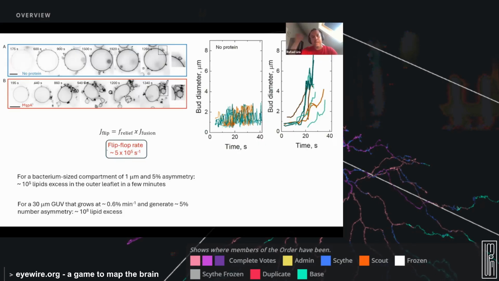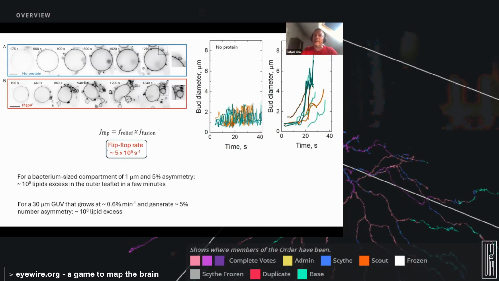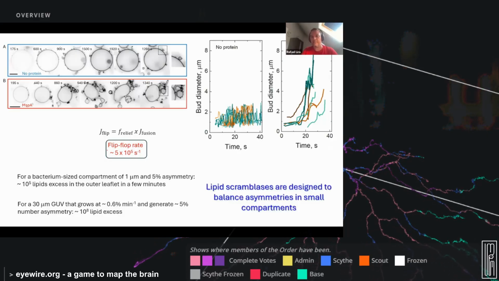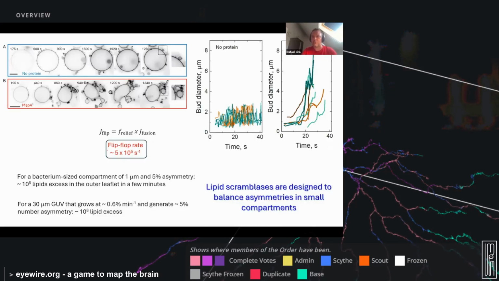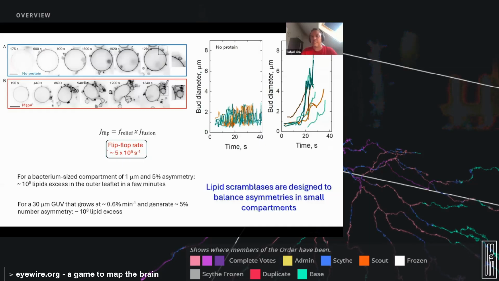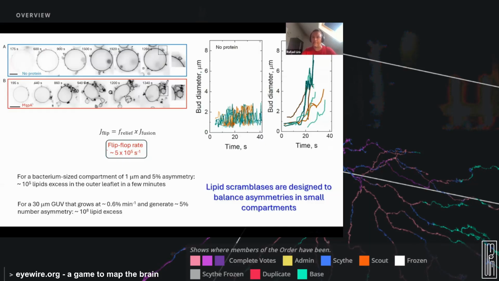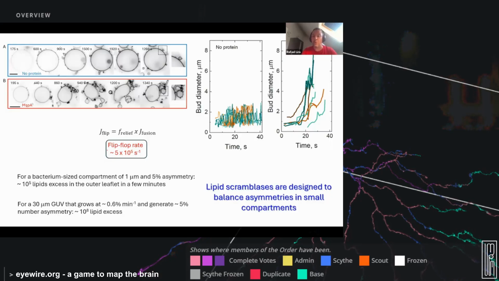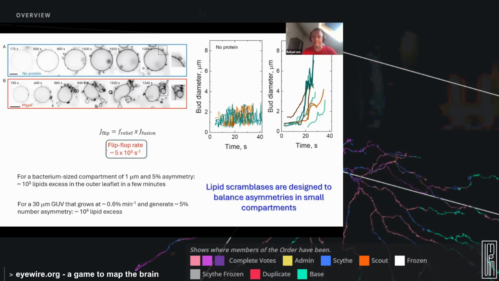So we have a competition of growth and asymmetry build up and asymmetry relief, where in our experiments, the build up still wins. And that tells us that lipid scramblases are designed to balance asymmetries in small compartments such as in bacteria and in the ER. So if we want to work with synthetic cells, we have to either increase the amount of such proteins in the GUVs or work with more efficient scramblases.